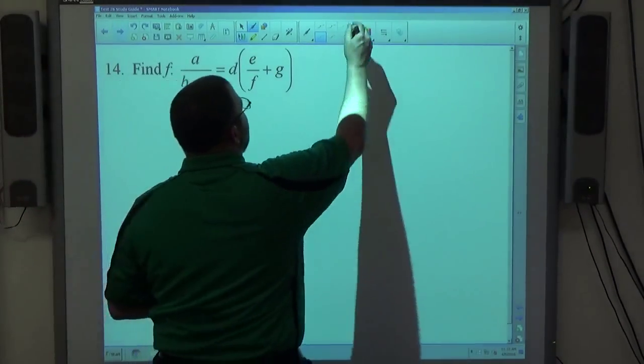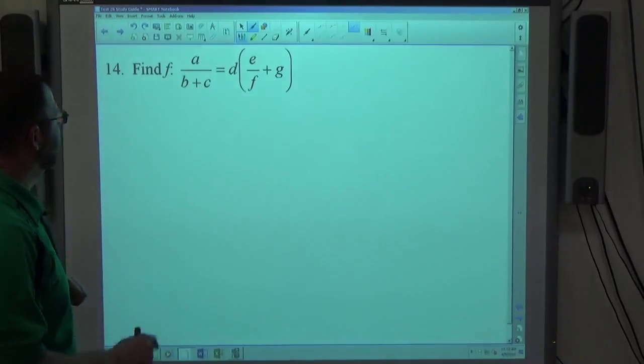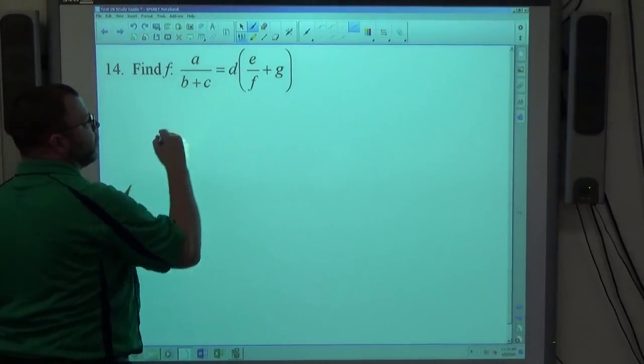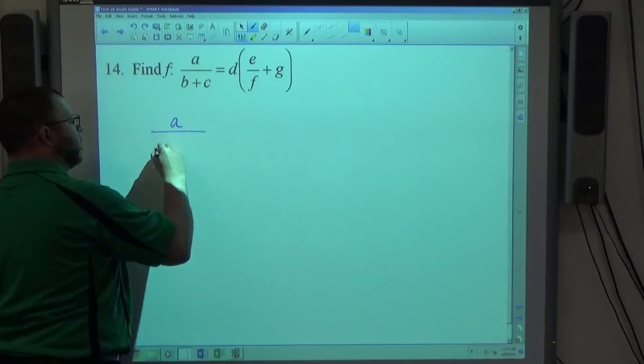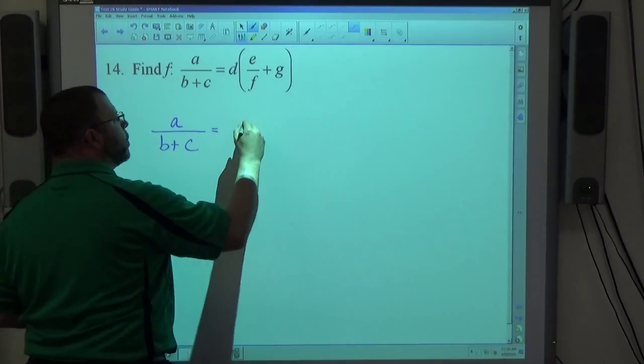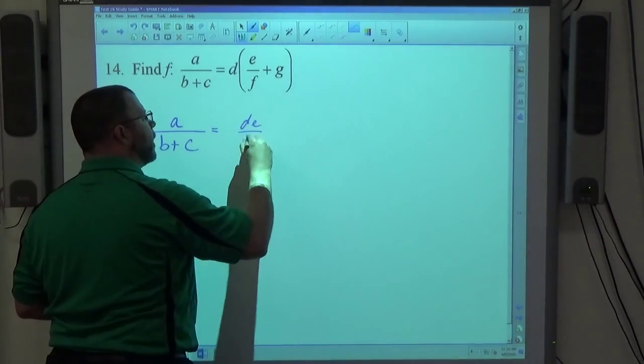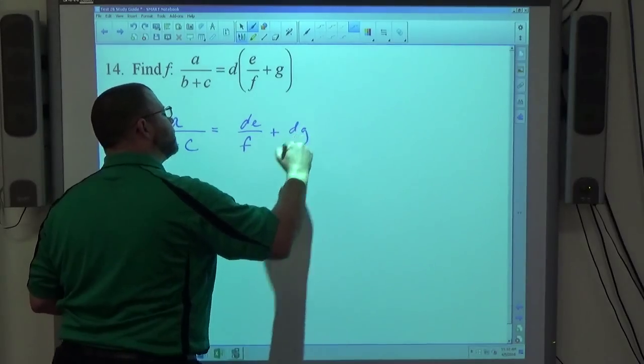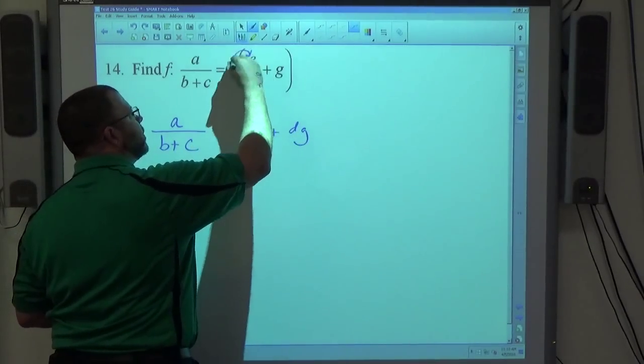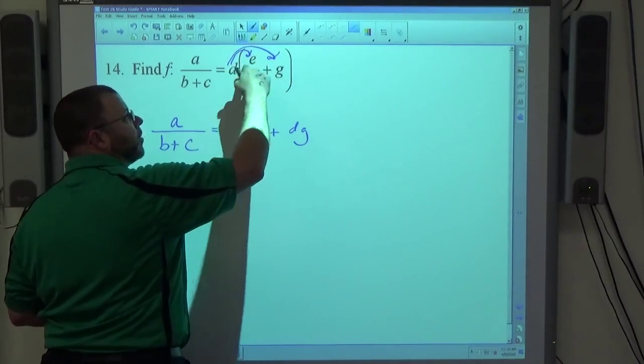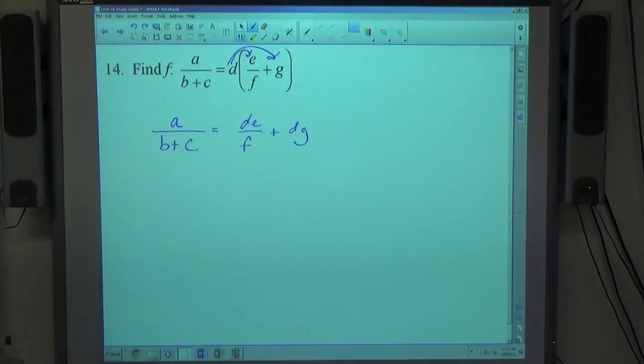Number 14, find f. F right there. First thing I notice is parentheses, so a over b plus c equals dE over f plus dg. Distribute d times this, d times this. D's in the numerator, so it multiplies only by the numerator.